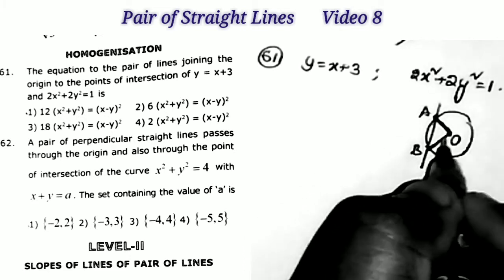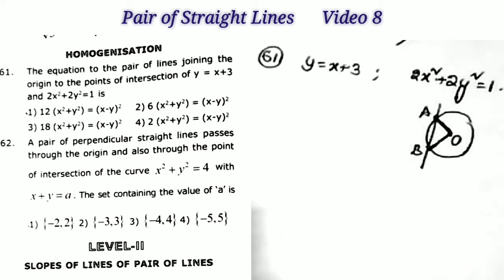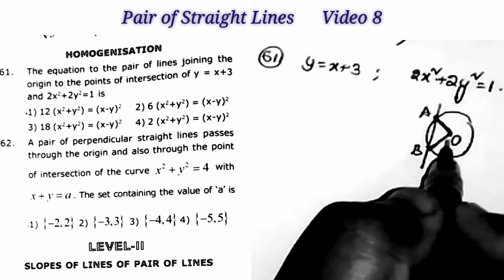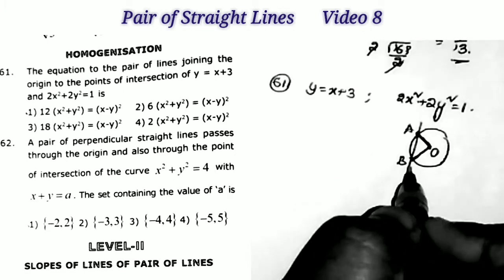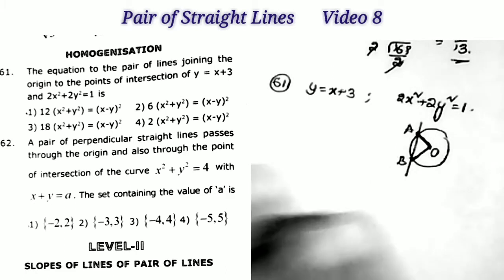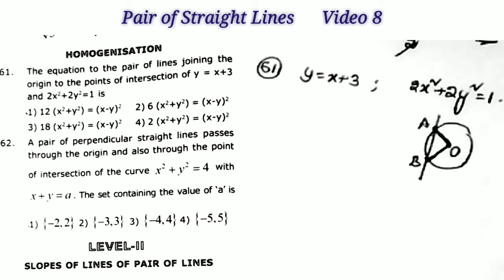These are the lines obtained by joining the points of intersection to the origin. Now how to find these two lines' equations? Here, what is the given question? We want the equation of these two lines. Now how to find those lines' equations? A very important concept in IP: just doing the homogenization. Okay, how to do the homogenization?